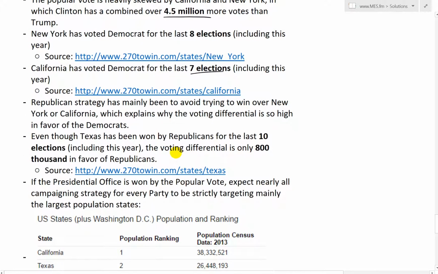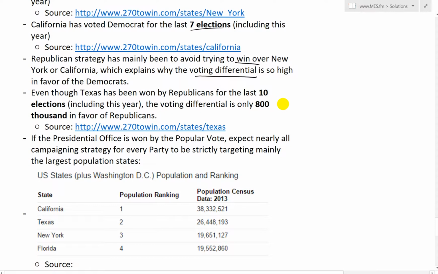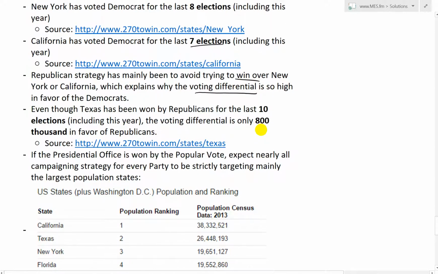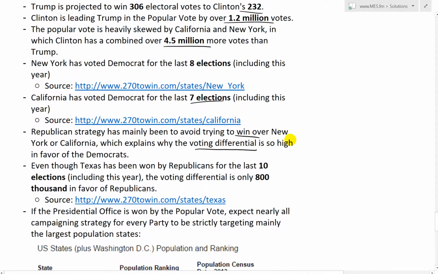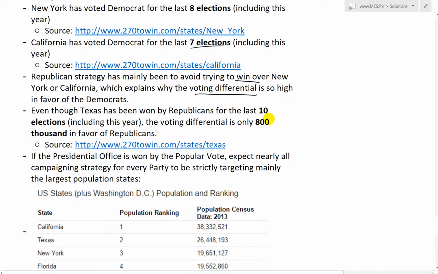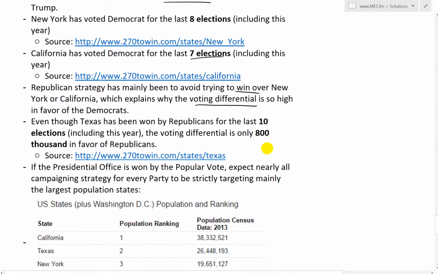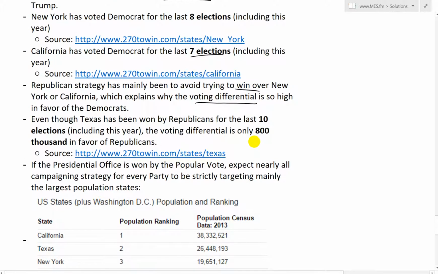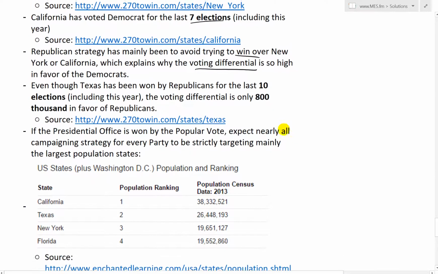And so the Republican strategy has mainly been to avoid trying to win over New York or California, which explains why the voting differential is so high, as well as why the contributing donation money is going strictly to Democrats. Those are high population areas where pretty much only the Democrats would be campaigning, and even then they already have that vote if you look strictly at statistics. So that explains why the popular vote shouldn't be taken too seriously when the race is not to win it, but to win electoral college votes.